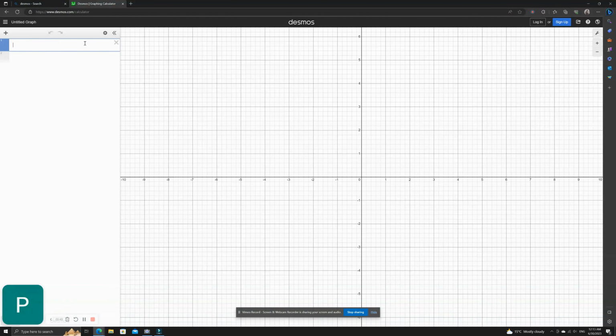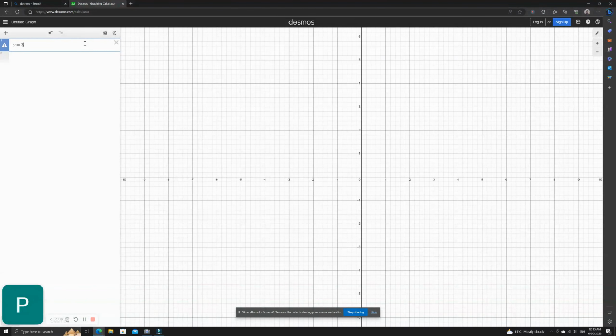So first things first, what is Desmos? Desmos is a graphing calculator, and really what that means is it lets you view graphs as they would be if you were able to plot every single point with an infinite number of points, and that's really cool.